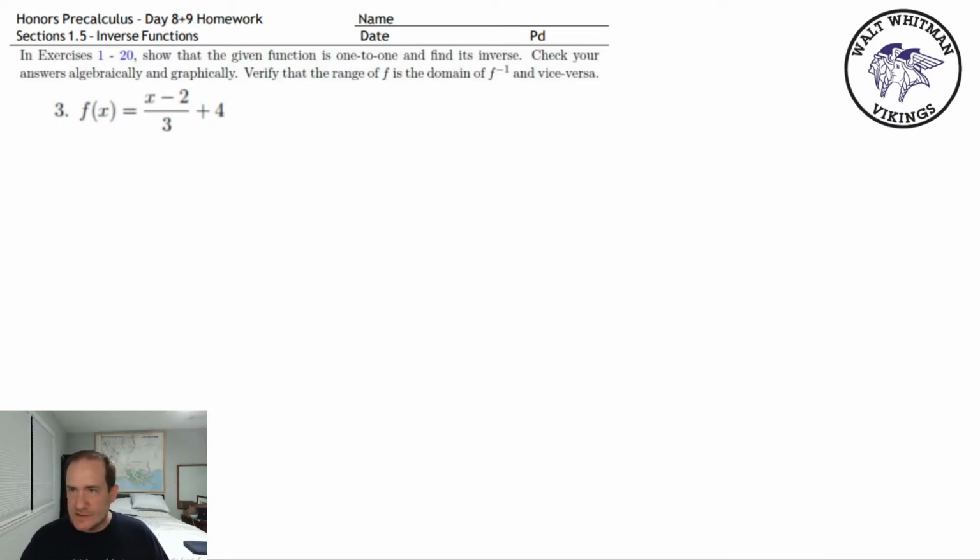Hey, so you had homework. Your homework was the day 8 and 9 homework on inverse functions, and you were to do all of them. So let's start here with number 3.